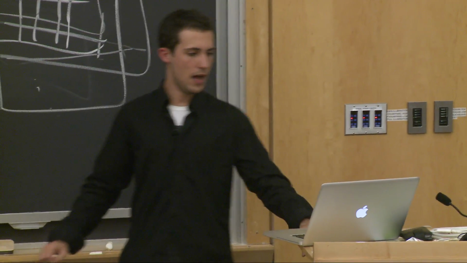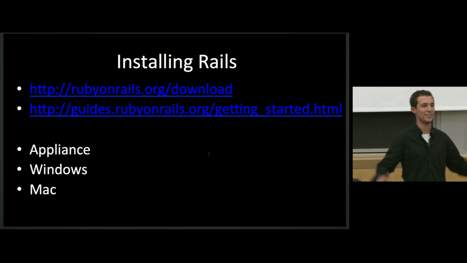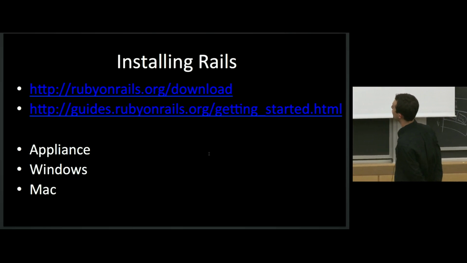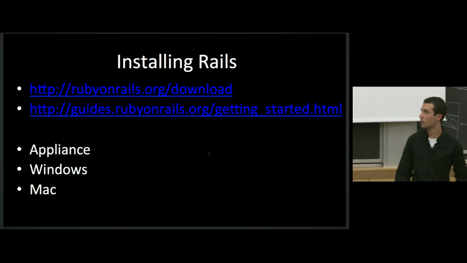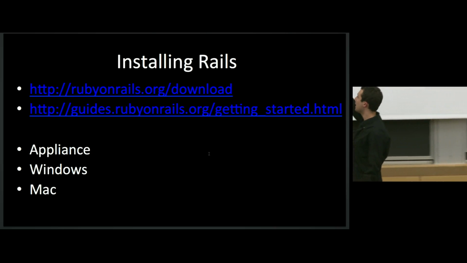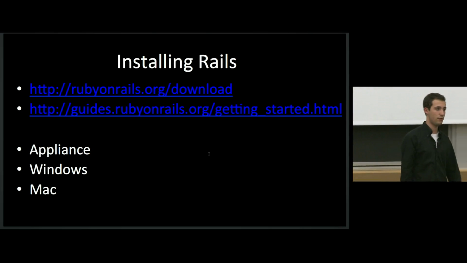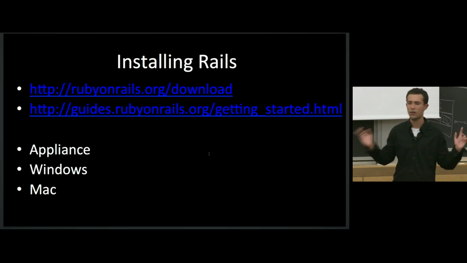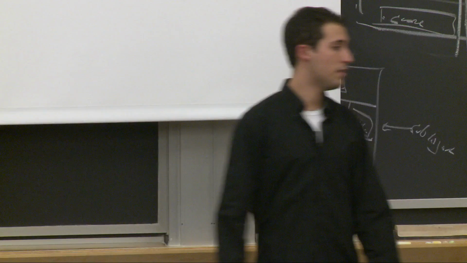OK, installing Rails. Installing Rails, to be honest, is not the simplest thing. But once you get past this, everything is very, very easy. You just go to the website rubyonrails.org/download and follow their instructions there. Download everything. You can do that either in the CS50 appliance, on Windows, on Mac, or on any operating system of your choice. Ruby on Rails runs on everything. Odds are you already have Ruby installed if you have a Mac or in the appliance. I think Ruby is installed, I'm not sure. And then you just have this installed.